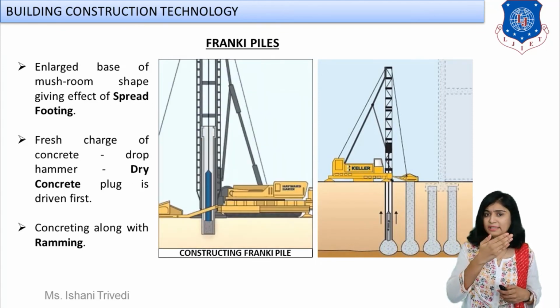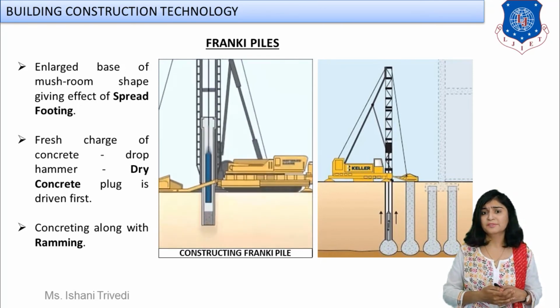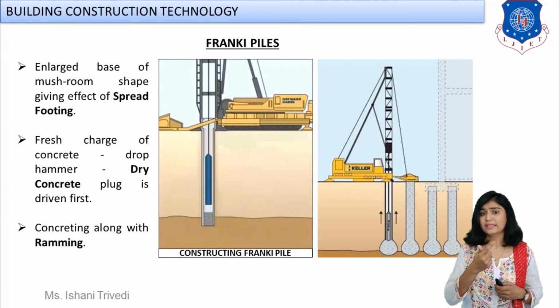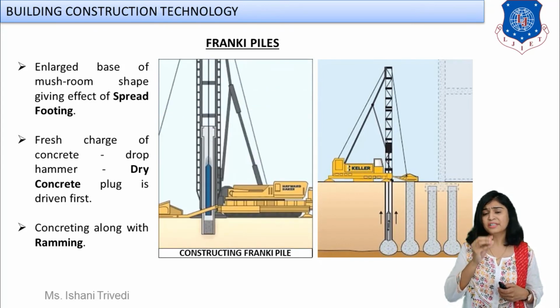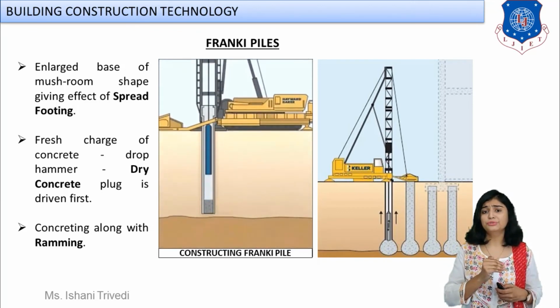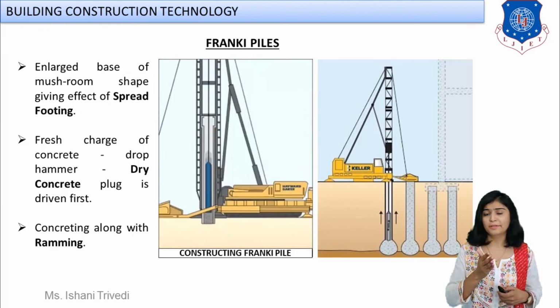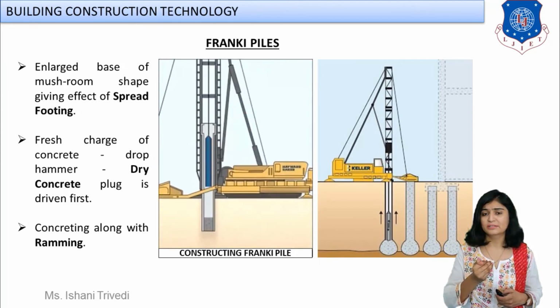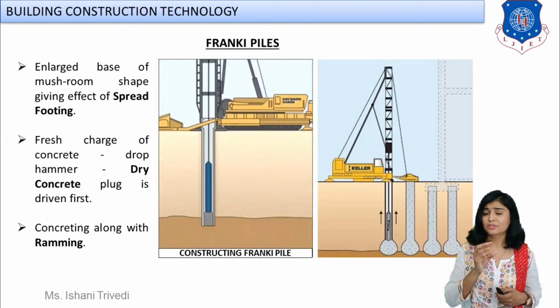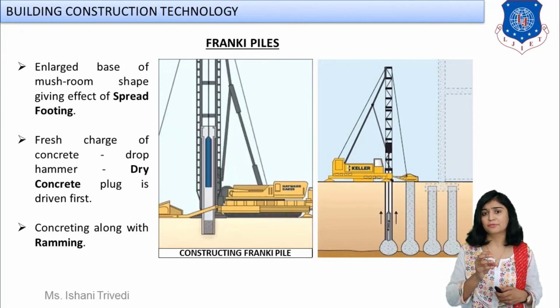Now students, look at the explanatory clip which is flashing over here. What can we see? We can see a crane, and a drop hammer attached to it, and we can see that some portion of concrete is driven into the ground with the drop hammer, just like driving a pile member. Here the full pile member is not inserted with the hammer, but you can see a fresh charge of dry concrete that is first inserted into the ground with the help of the drop hammer.